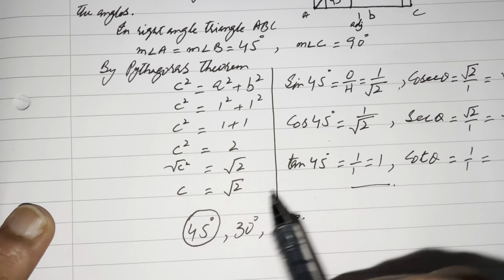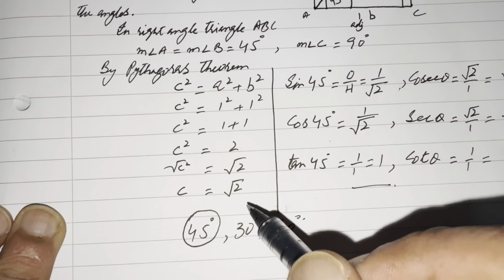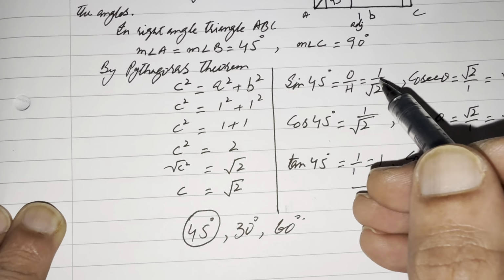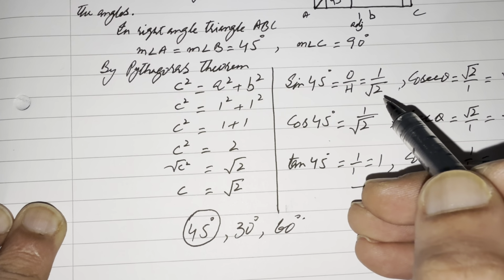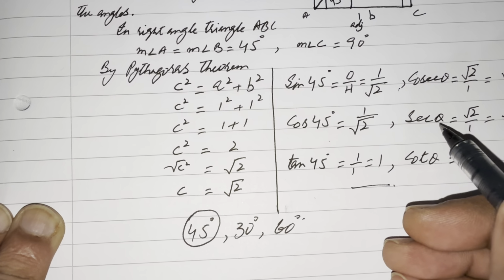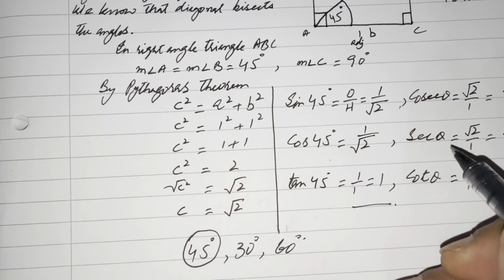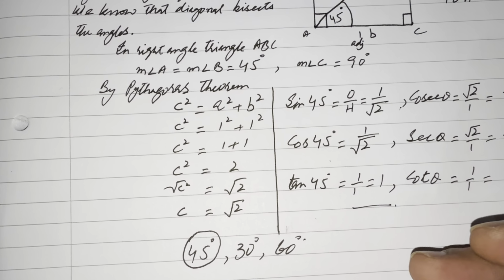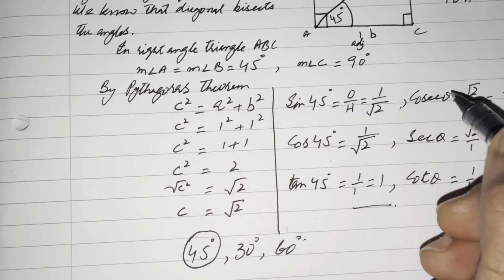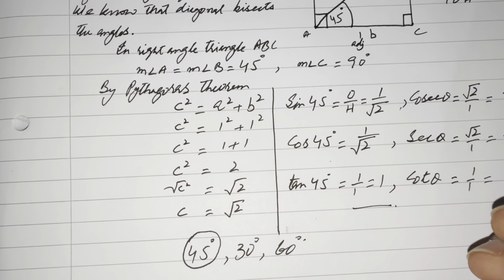So these are the ratios we have to learn by heart. If someone asks what is the value of sine 45, we will have to know that this is 1 over under root 2. If someone asks what is the secant of 45 degrees, it is equal to under root 2, or someone asks what is the value of cosecant 45 degrees, we know that that will be equal to under root 2.